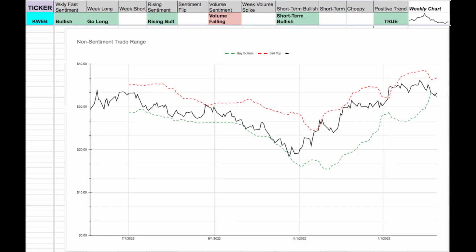Now looking here at KWEB, when we're looking at its daily non-sentiment trade range, which is essentially just a standard probability of outcomes for the stock based on its recent price movement, we're looking at the price being at the exact bottom of its trade range, while we're expecting that bullish sentiment should continue to return into the stock. So what we would expect is over the next 3 to 6 weeks, we would start to see bullish sentiment rise and continue to carry KWEB to a higher price than $36.